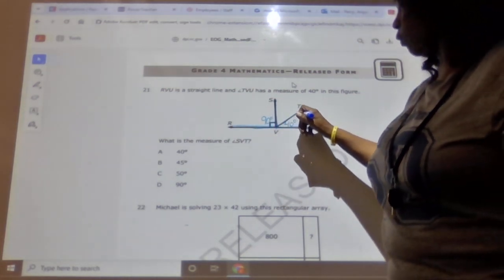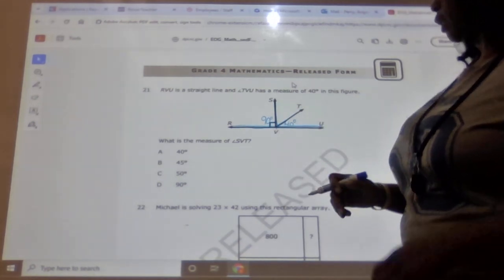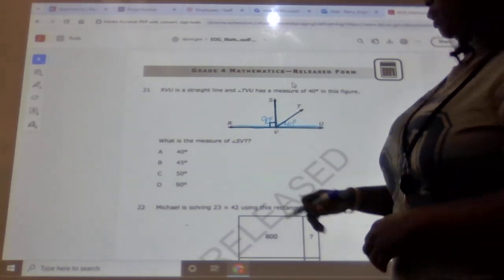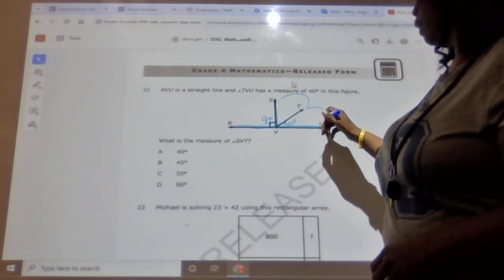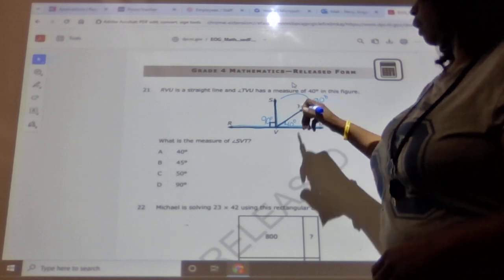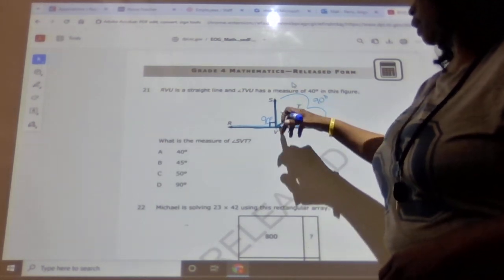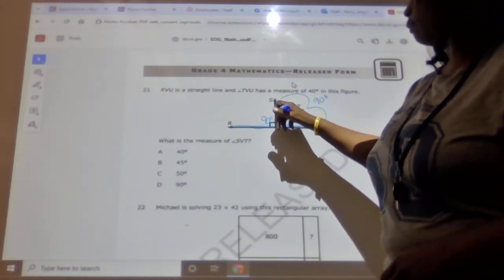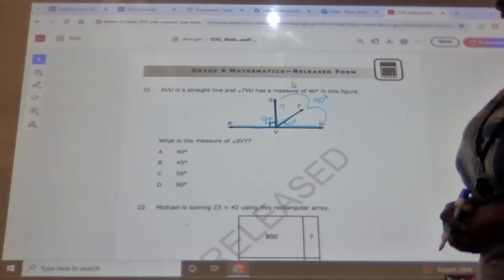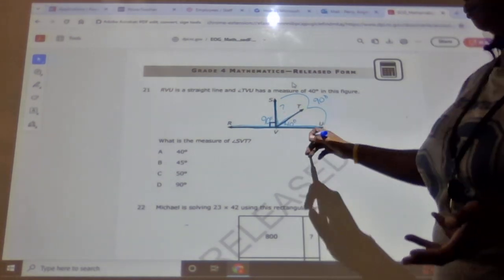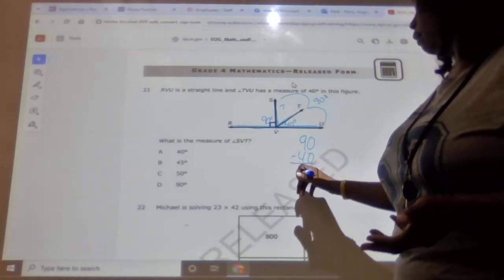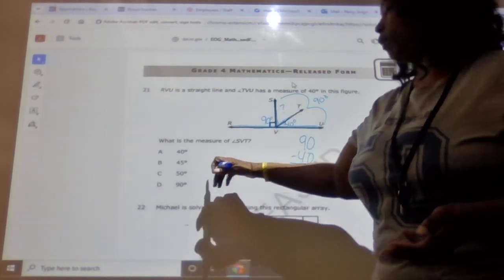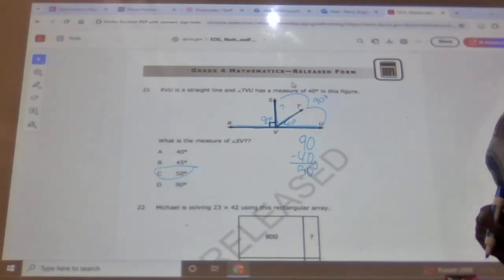Okay? And just this right here is 40 degrees. And we know this here will give us what? 90 degrees. So the total here is 90. And we're trying to figure out what SVT is. We're trying to figure this out right here. So we know 90 is our total. We already have 40 degrees of that 90. So that means this right here is 50 degrees.